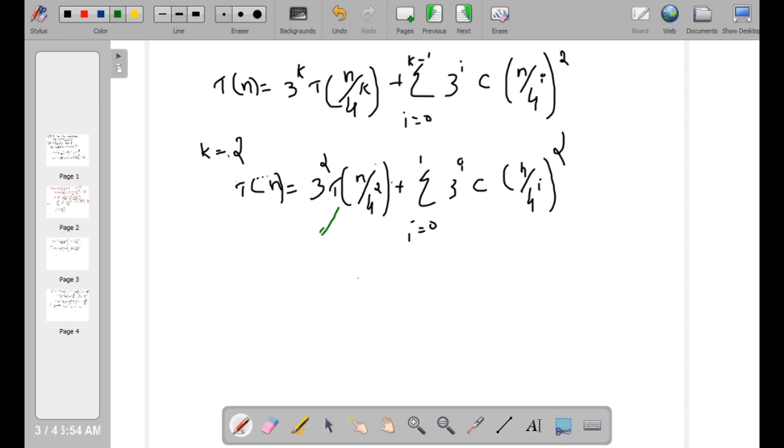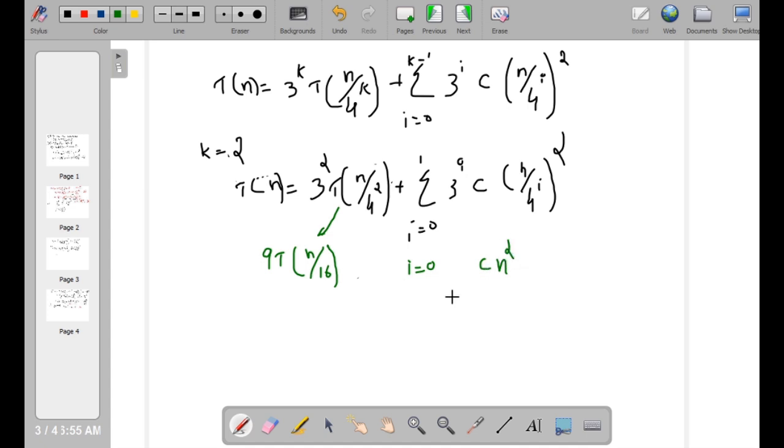This part will become 9 t n by 16. Okay, that's correct. Then what about this part? What will happen when i equal to, so I should take two values, i equal to 0 and i equal to 1. So when i equal to 0, you will be getting, as in the previous case, 3 raised to 0 into c, so it will be c, then by 4 raised to 0, 4 raised to 0 is 1, so n by 1 is 1, so n square.